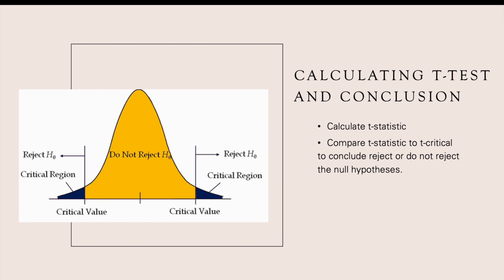And so the next step, which is the most important step, is that we're going to conduct and calculate a t-test, and then we will have a conclusion to it. We're going to compare the t statistic that we have just calculated to the t critical to conclude whether we reject or do not reject the null hypothesis. So right now, let's go and do our hypothesis test.